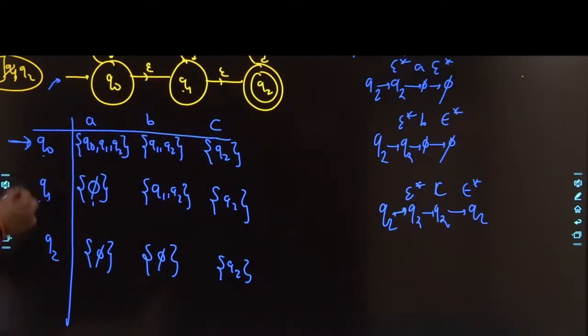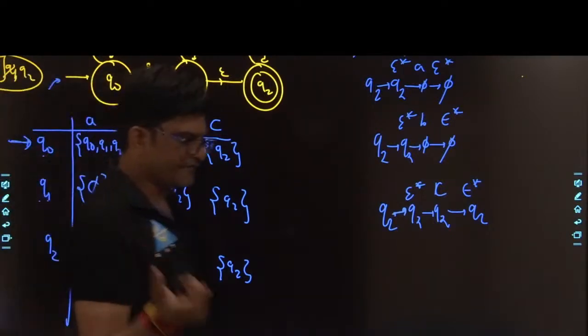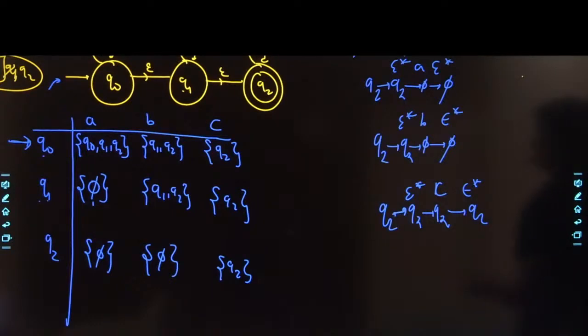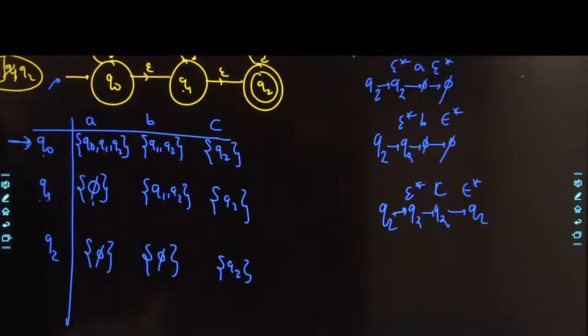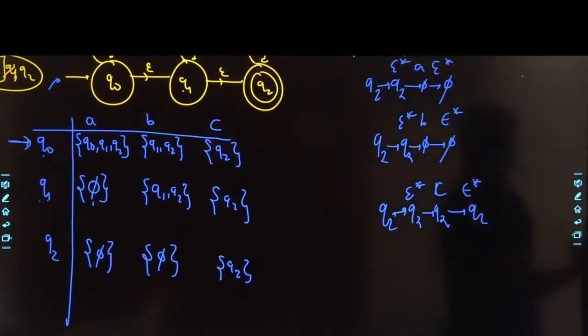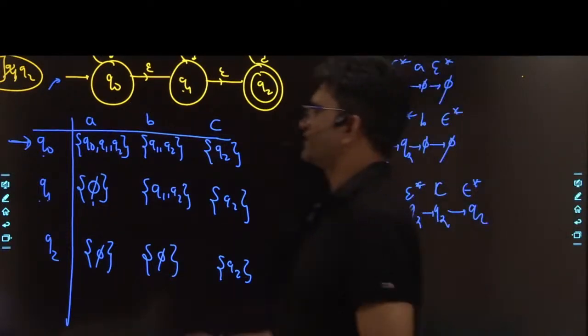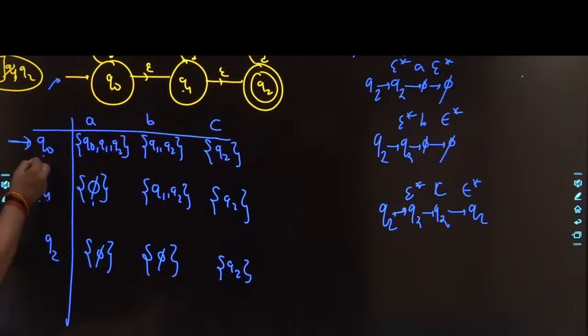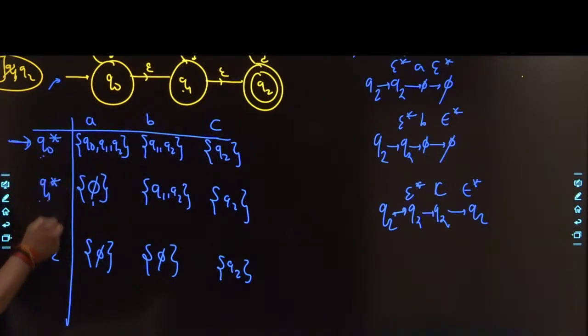So what are the final states in this equivalent NFA? Those states which contain a final state in their epsilon closure are final states. So what is the epsilon closure of Q0, Q1, Q2? It contains Q2, so this one is final, this one is also final, this one is also final. So this is the equivalent NFA for the given epsilon NFA. Clear?